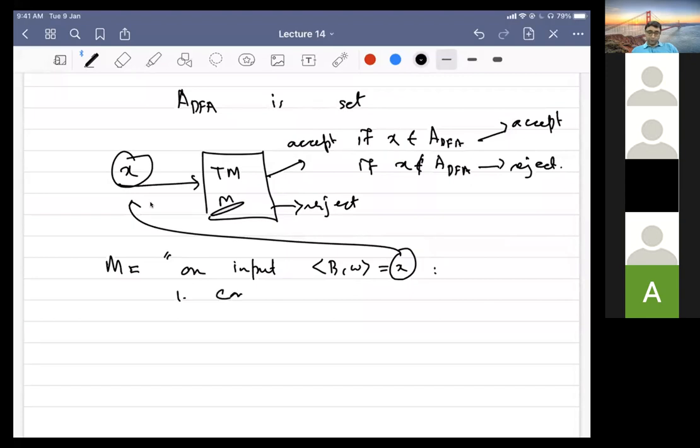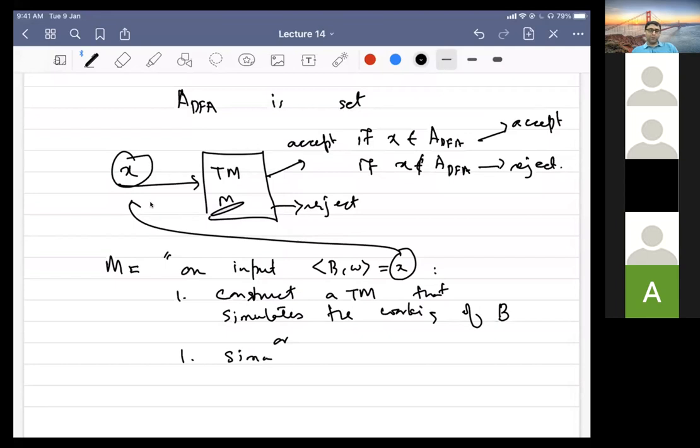So this Turing machine will construct another machine that simulates the working of DFA B. Or there is an alternate way: simulate the working of B somewhere. Since all the information is given here, and Turing machines are very powerful, they can simulate the working of a DFA. Simulate the working of the DFA, and step number two, send W to our simulation.